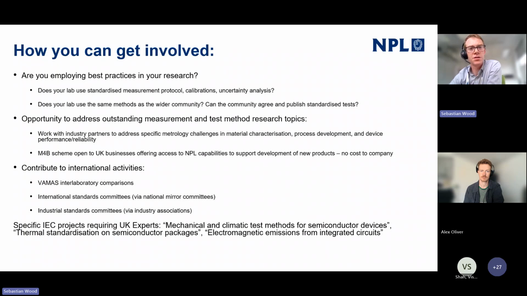And then, of course, the standard committees themselves. So as Alex mentioned, I chair the National Committee for Semiconductors, the BSI committee that feeds into IEC, and we're looking for members on particular topics. So the list at the bottom there, we need UK experts on mechanical and climatic test methods for semiconductor devices, on thermal standardization for packages, and also on electromagnetic emissions from integrated circuits. So if you're an expert on that, let me know, because we do have particular needs. But there are also the industry standards committees, so things like SEMI and JEDEC, which anybody can immediately get involved in. And so I'd encourage you to take a look at that if it's relevant to your work.